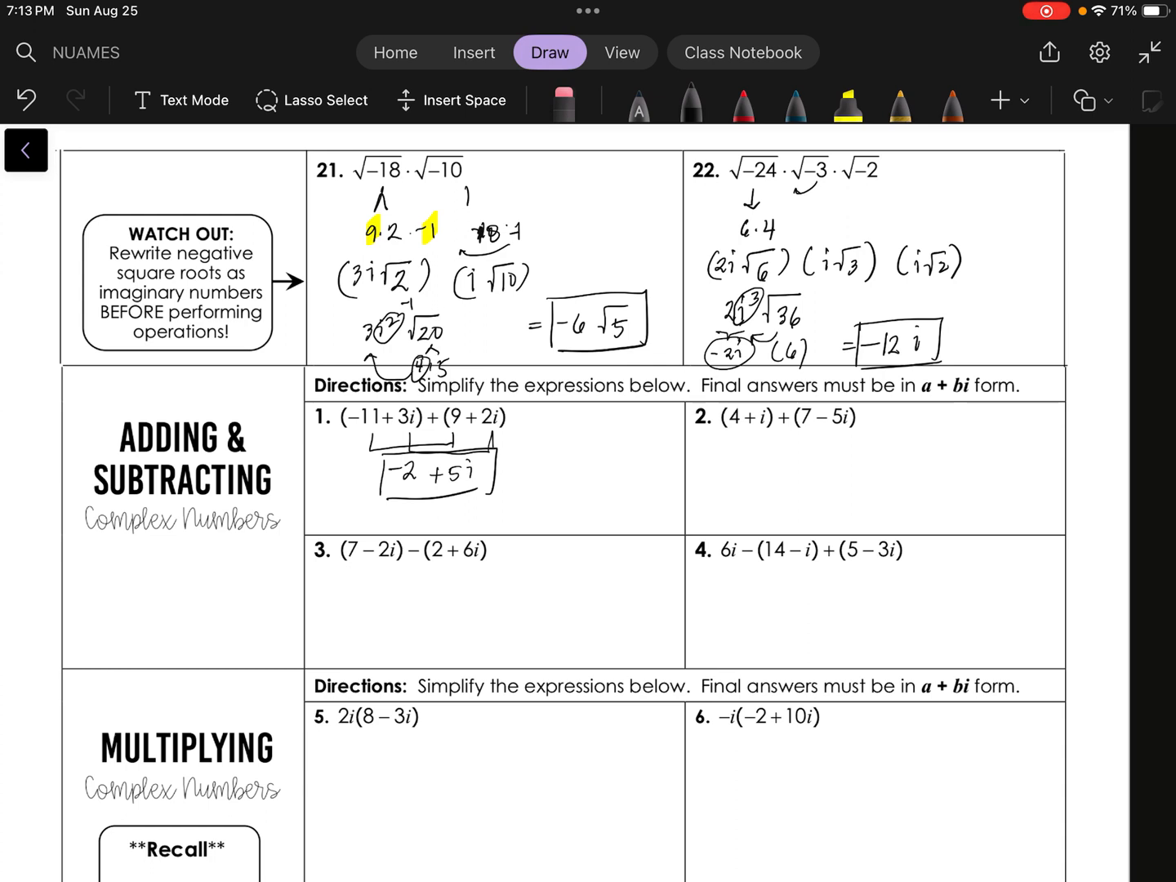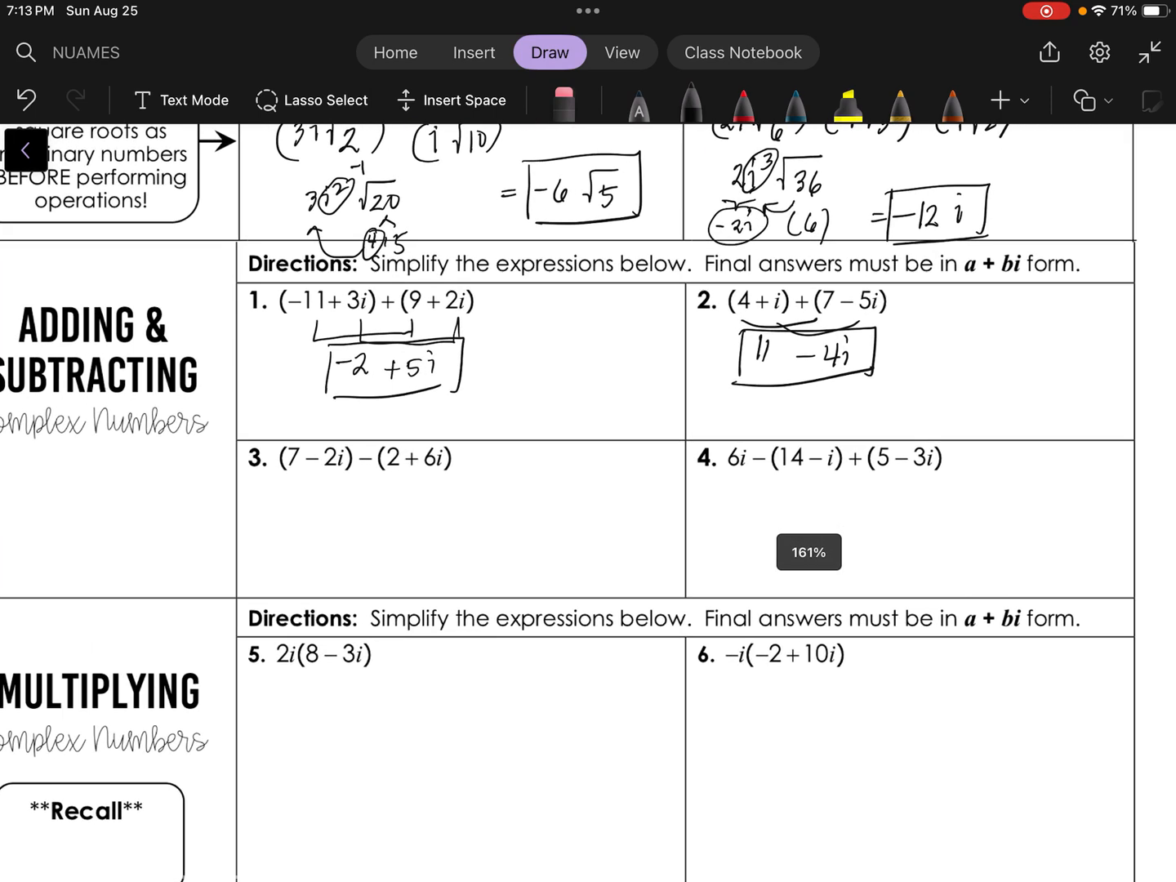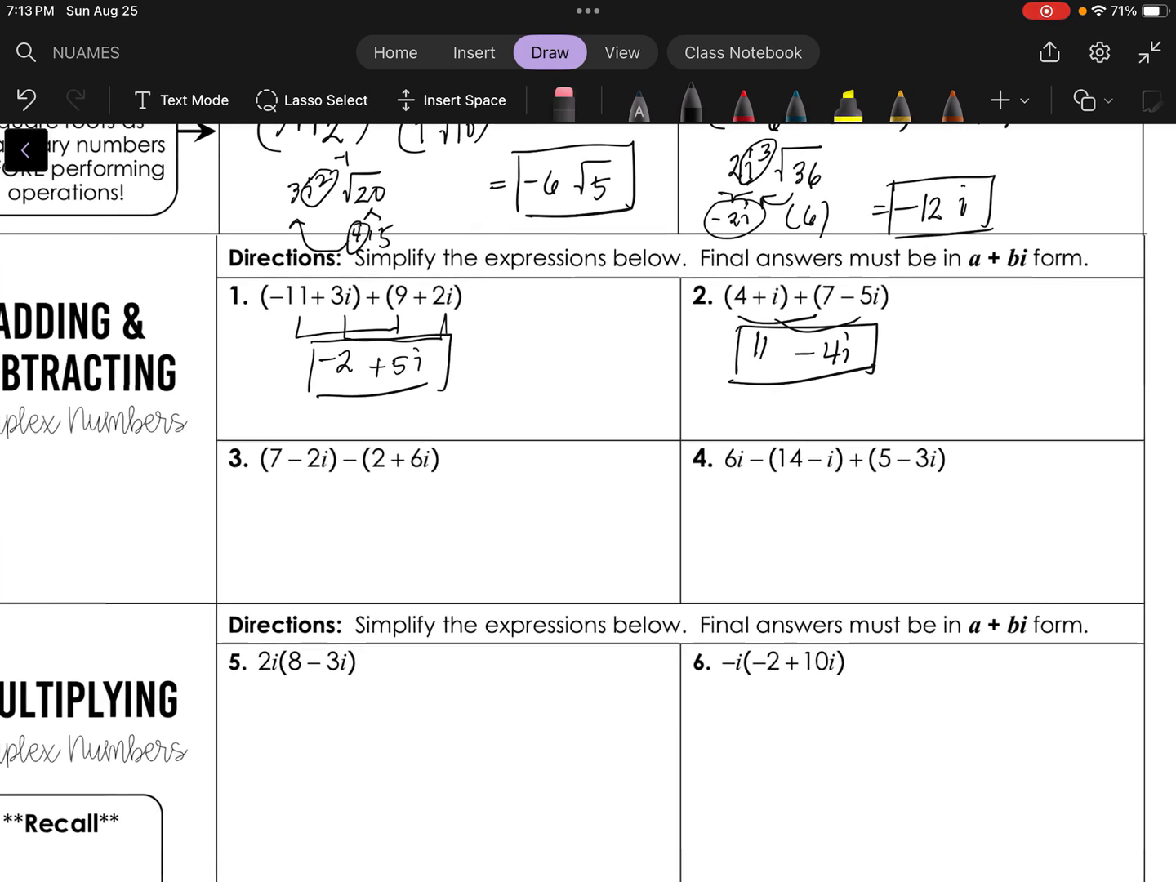So same goes with number 2: 4 plus 7 gives you 11, and i with negative 5i gives you negative 4i. Okay, but that's the case when you're adding them. When you're trying to subtract them, you have to be very careful because you're trying to distribute that negative sign to the second addend, right? So make sure you rewrite it first.